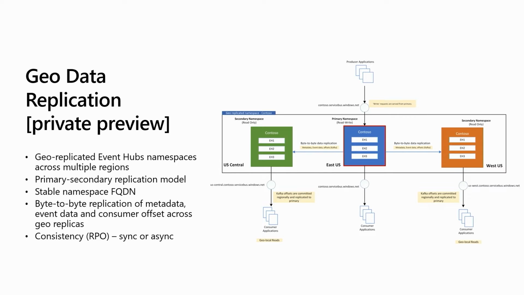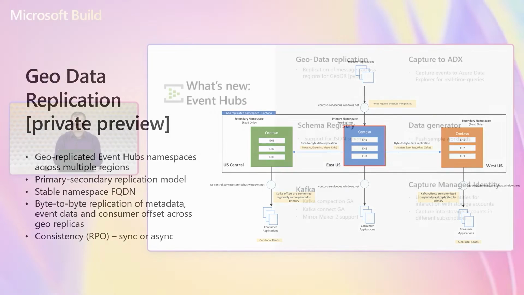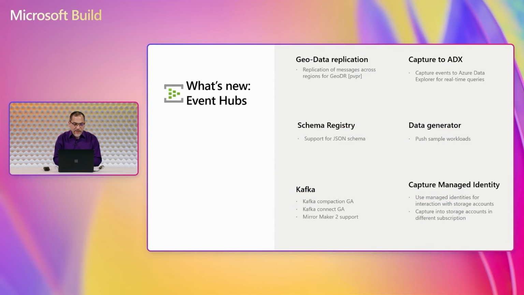We have byte-to-byte replication of metadata, event data, and consumer offsets across those geo-replicas. We'll also have a consistency setting, which is like your RPO, of sync or async. So you can determine that once a message is sent, if it's sync, that means that at least one of the secondaries will receive it before we come back and commit that the message is in our system. So what else is new that's coming with Event Hubs?